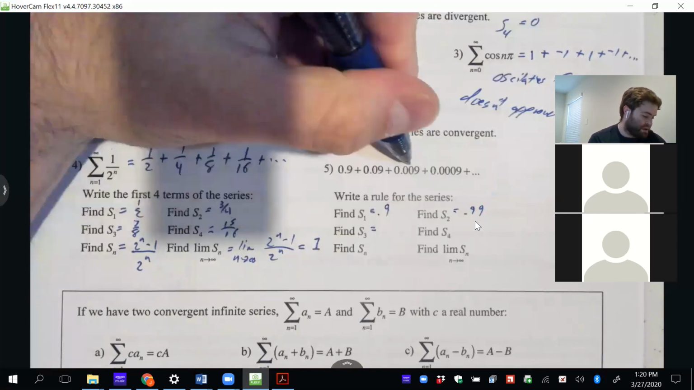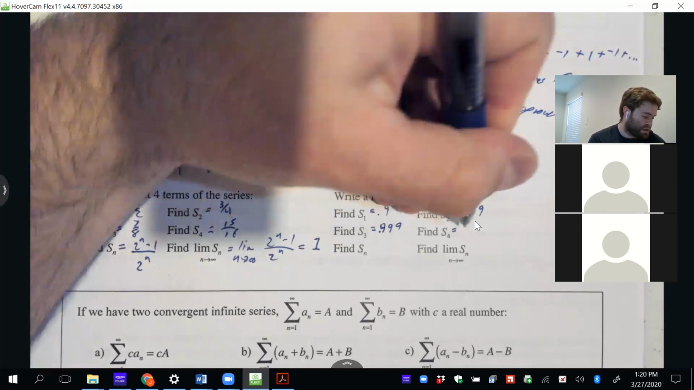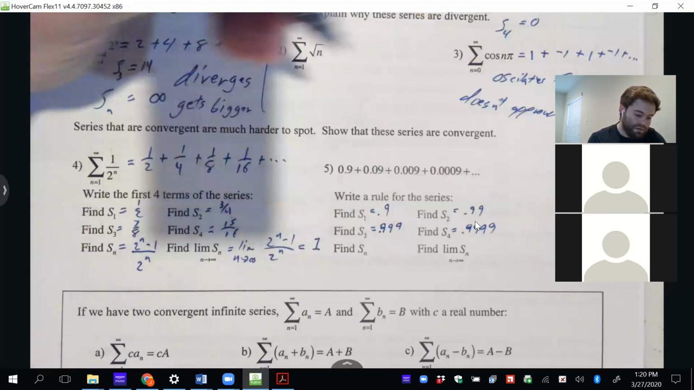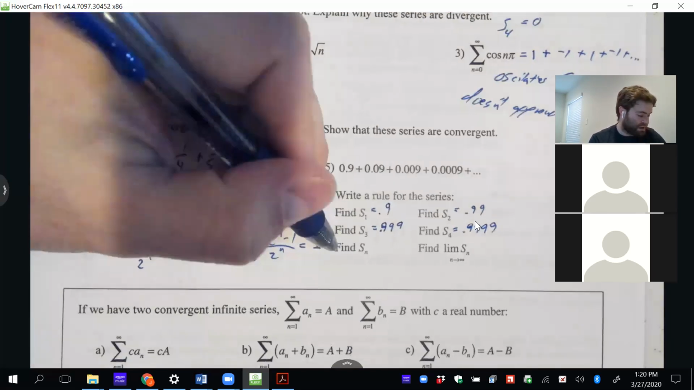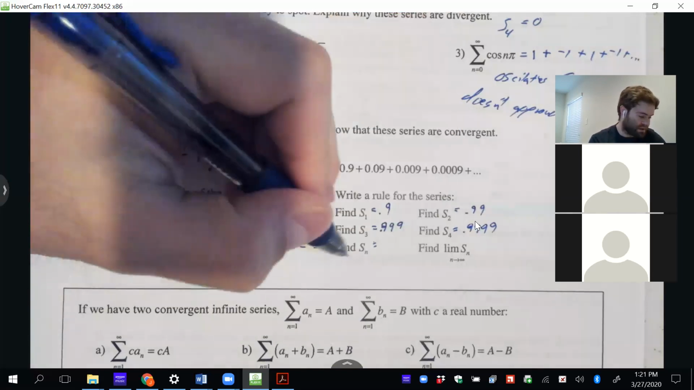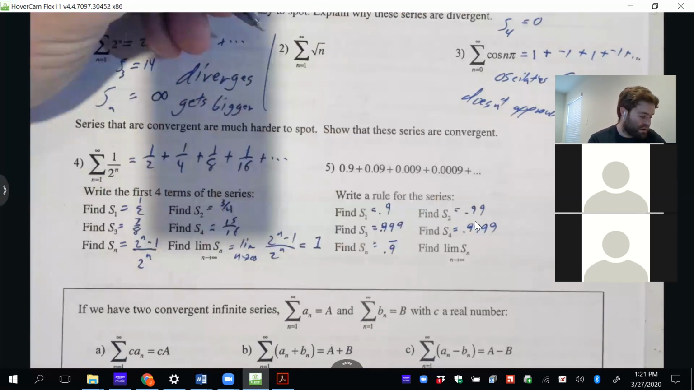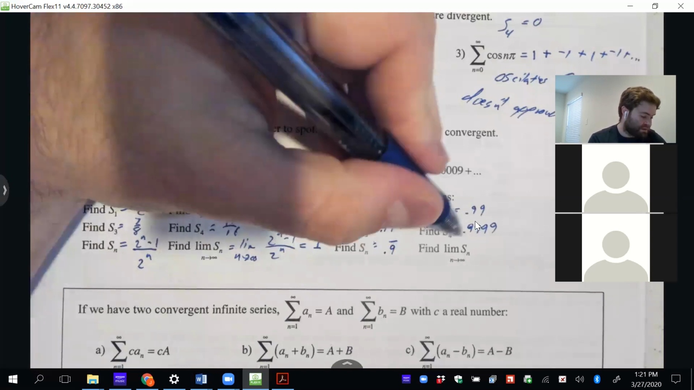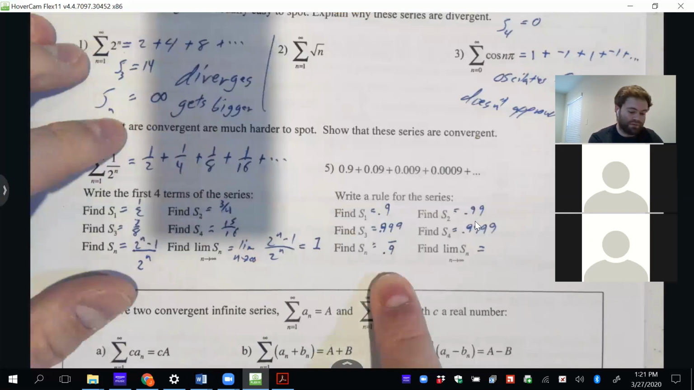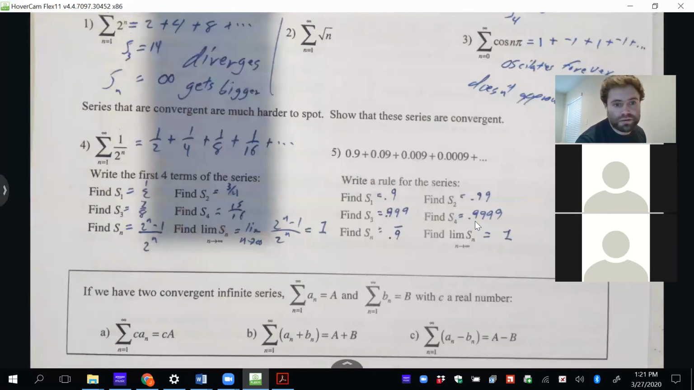Similar would happen here. You'd have 0.999. Then the sum of the first four terms is 0.9999. Then, for us to find an expression for s sub n, meaning what the sum will be to the nth term, that's pretty much just 0.9 repeating. Then the limit as n approaches infinity of s sub n, well, the limit as that goes off to infinity would just end up being 1. So that's how to take partial sums.